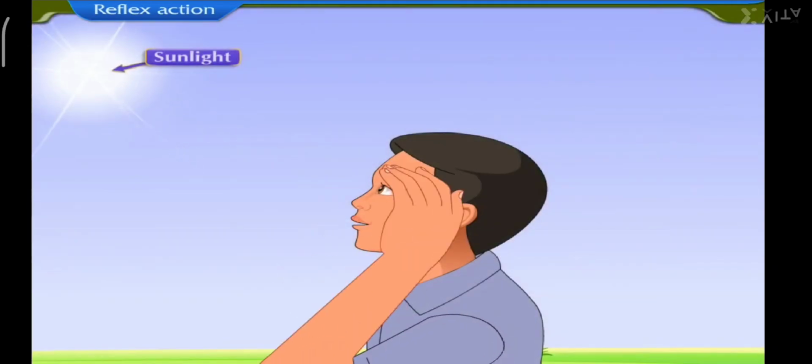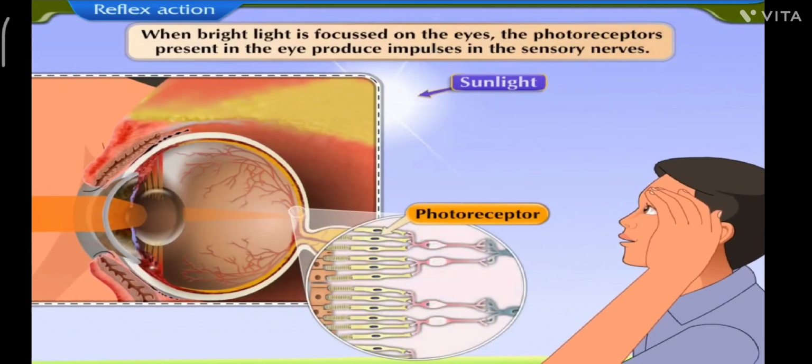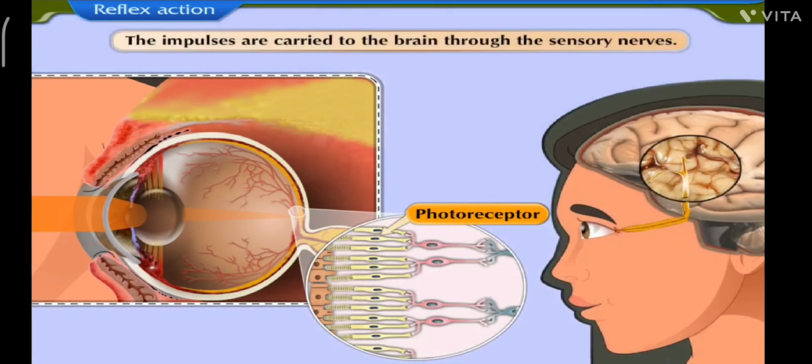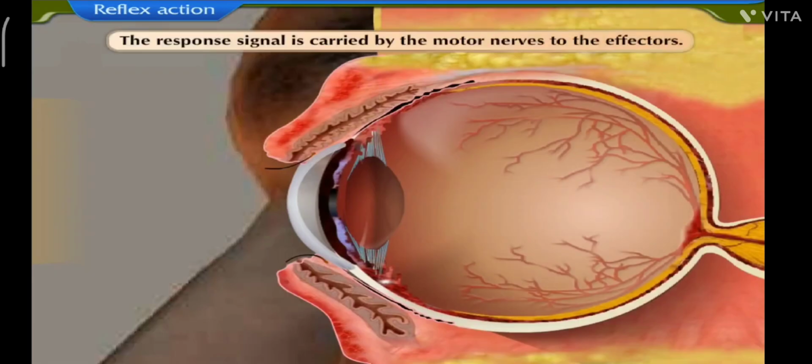Let us now understand the sequence of events occurring when bright light is focused on the eyes. When bright light is focused on the eyes, the photoreceptors present in the eye produce impulses in the sensory nerves. These impulses are carried to the brain through the sensory nerves. The brain receives the signals and produces a response to reduce the amount of light entering the eye. The response signal is carried by the motor nerves to the effectors.